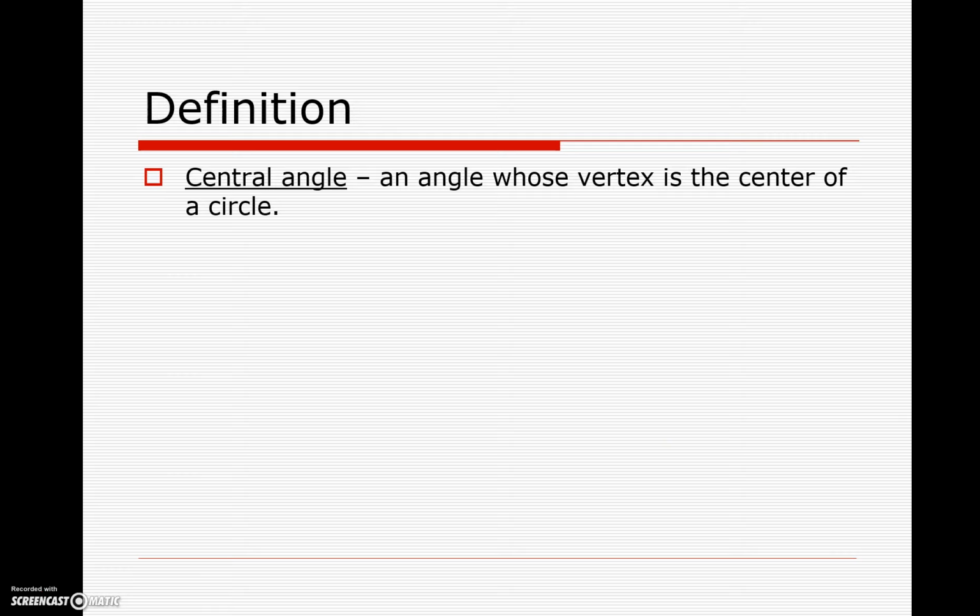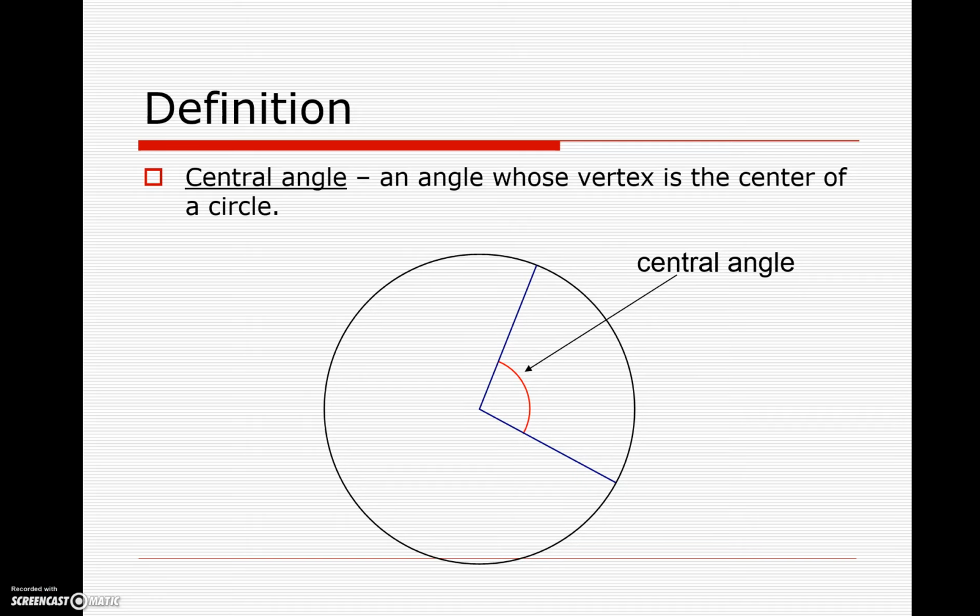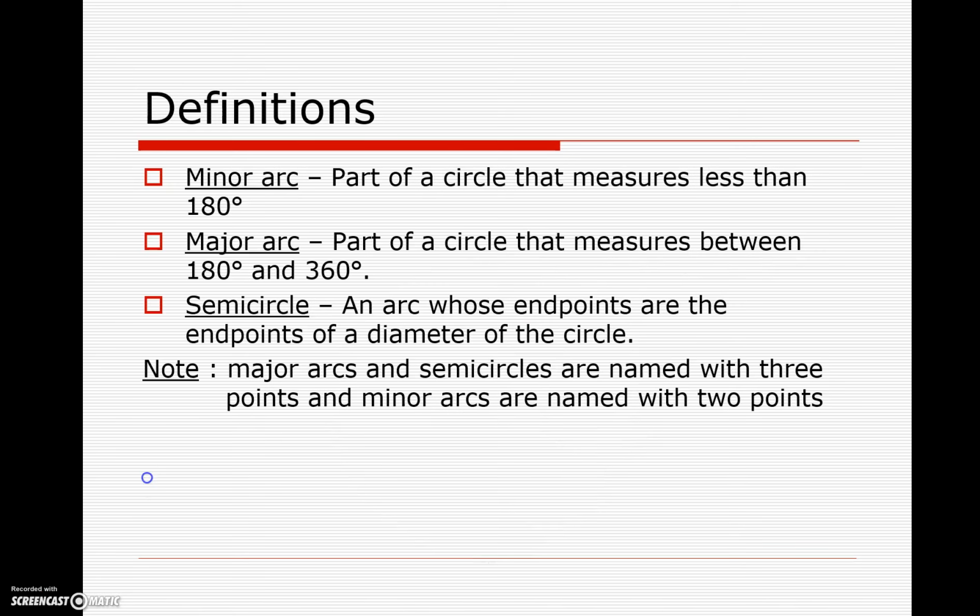The first one is what a central angle is. That is an angle whose vertex is the center of the circle. So you can get an idea here of what it looks like. You can see that the vertex here is found in the very middle where the center of the circle is, and that whole angle there is a central angle.